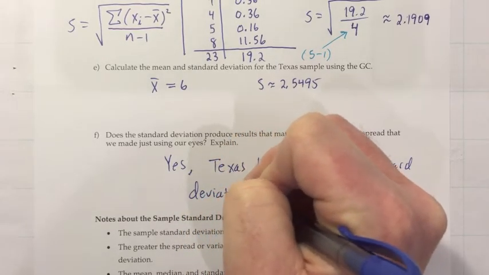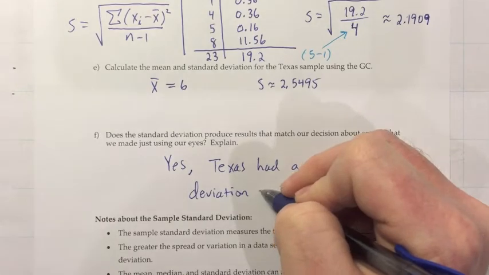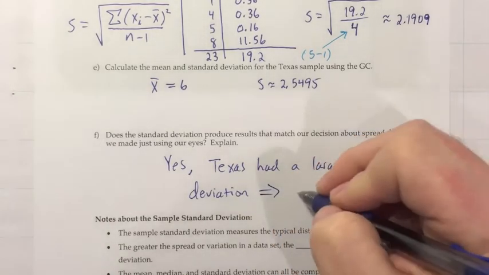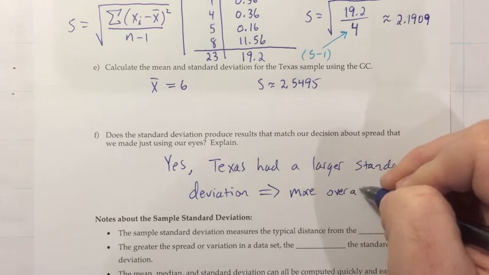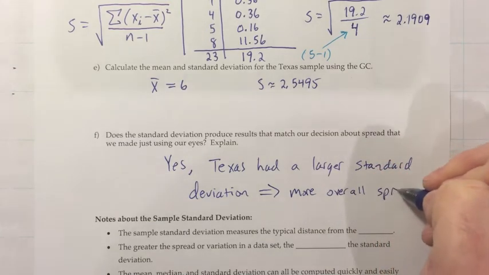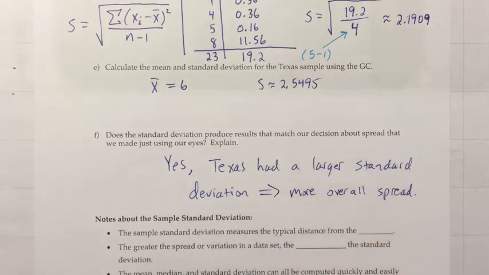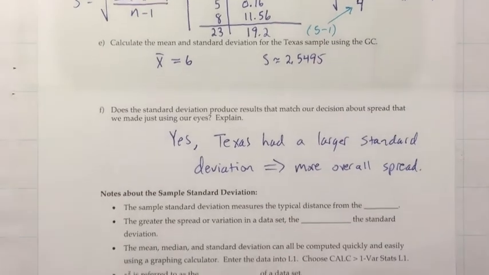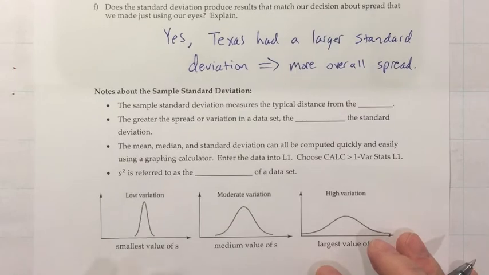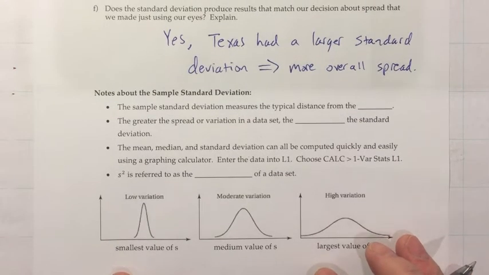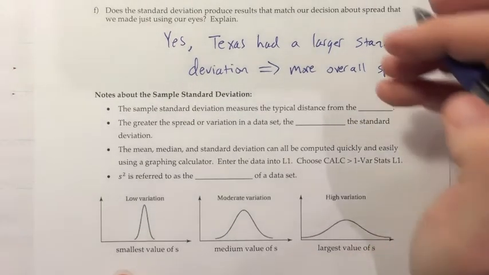And standard deviation measures the overall spread of a data set, so a larger standard deviation means more overall spread. So it is a match. All right, so let's go ahead and summarize a few things from the standard deviation. The sample standard deviation measures the typical distance from the mean.